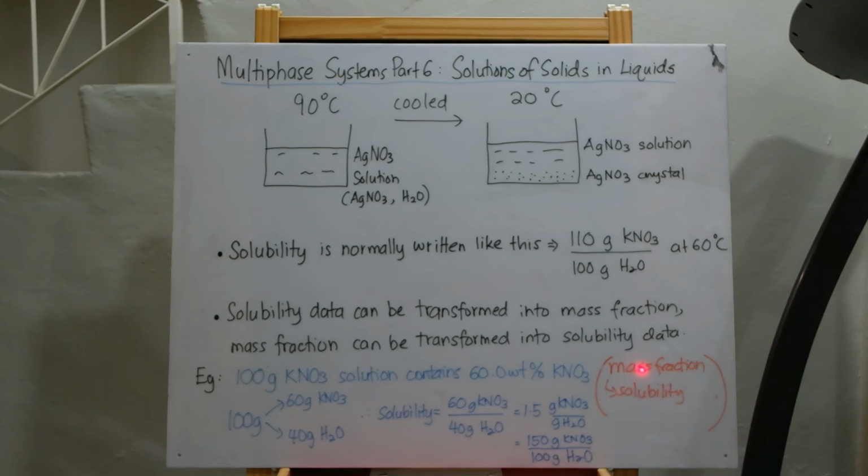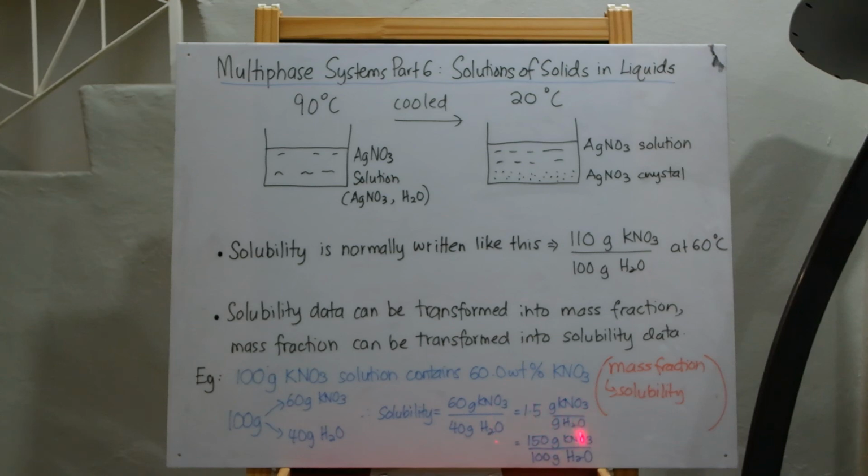Okay, now we look into how, when we have mass fraction, we transform it into solubility data. For example, we have 100 gram of potassium nitrate solution containing 60% by weight of potassium nitrate. It means if we have 100 gram of solution, 60 gram is potassium nitrate, 40 gram is water. The solubility, if you remember, we have to take the amount of solute divided by the amount of water. So this is what we get.